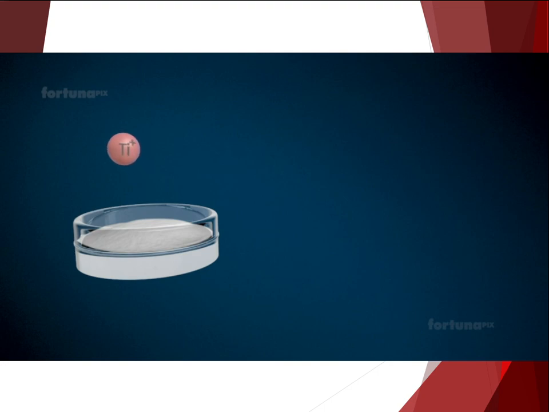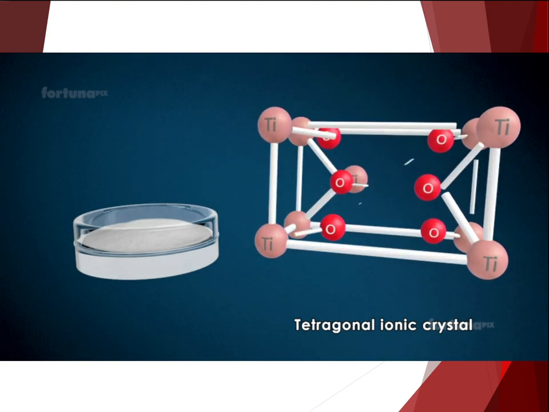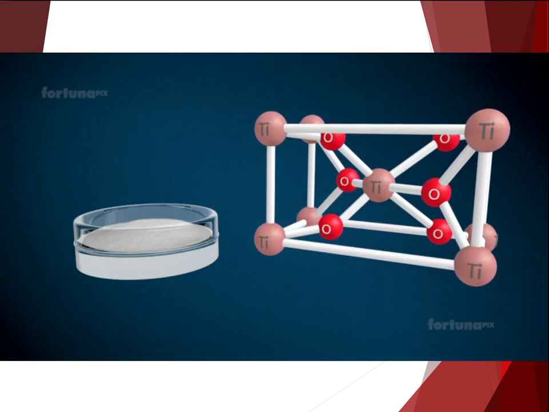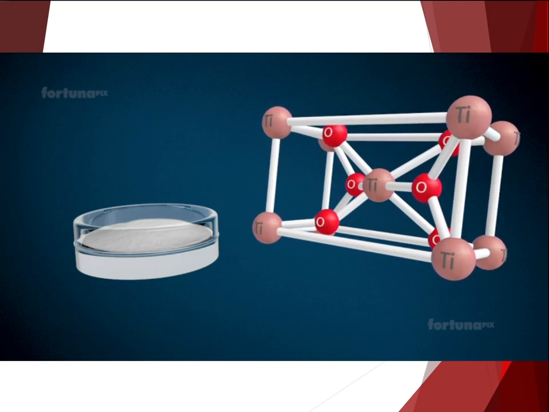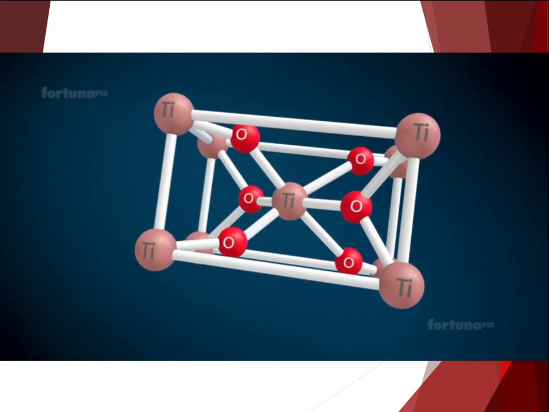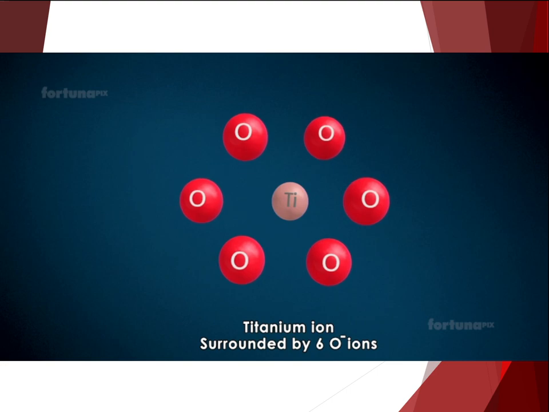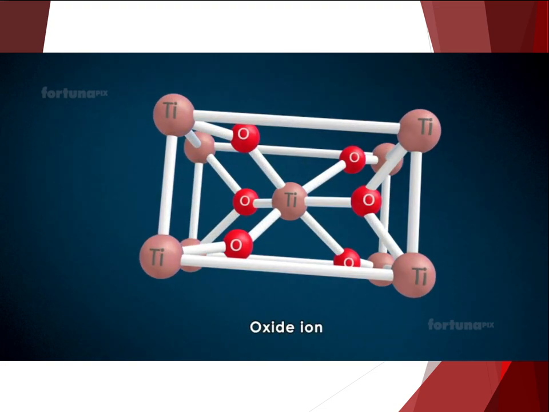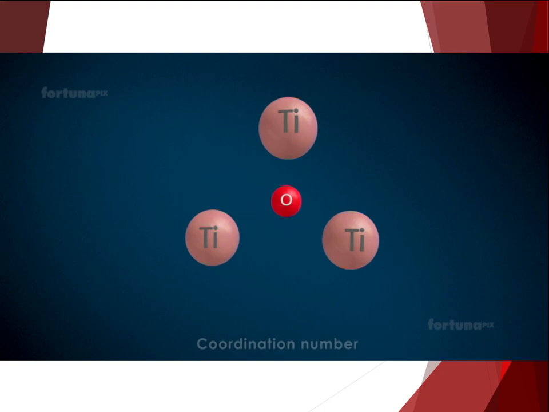It consists of titanium cations and oxide anions, which will bind together to form a tetragonal ionic crystal, meaning it will have a slightly different shape and, consequently, different coordination numbers than our two previous crystals. In a titanium dioxide ionic crystal, each titanium ion will be surrounded by 6 oxide ions, giving it a coordination number of 6. However, each oxide ion will only be surrounded by 3 titanium ions, meaning its coordination number is only 3.